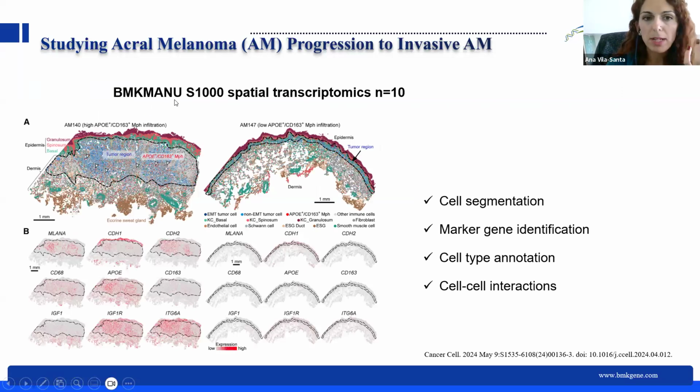They used the BMKGENE S1000. They analyzed 10 samples, and samples were divided in 2 types. The ones on the left here are the ones that have a high invasiveness potential. As you can see here, there is a tumor region. And the ones on the right are the ones with low invasiveness potential. The analysis basically used some bioinformatic analysis that I have already described here. So cell segmentation, marker gene identification, cell type annotation, and then also cell-to-cell interactions.